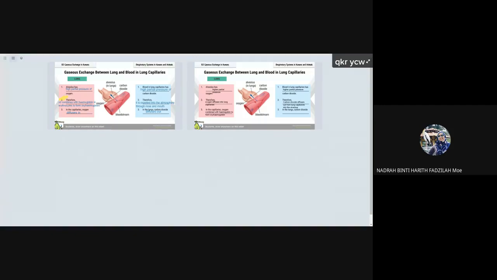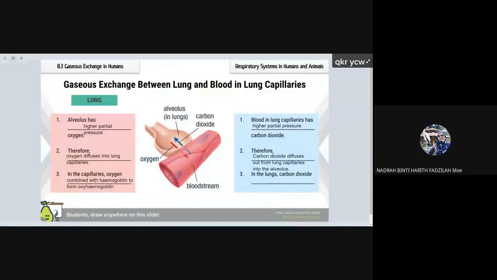That was statements 1, 2 and 3. Now the statement on the right side in the blue box. Let me highlight just one so that we can focus. Blood in lung capillaries has higher partial pressure of carbon dioxide. Therefore, carbon dioxide diffuses out from lung capillaries into the alveolus.